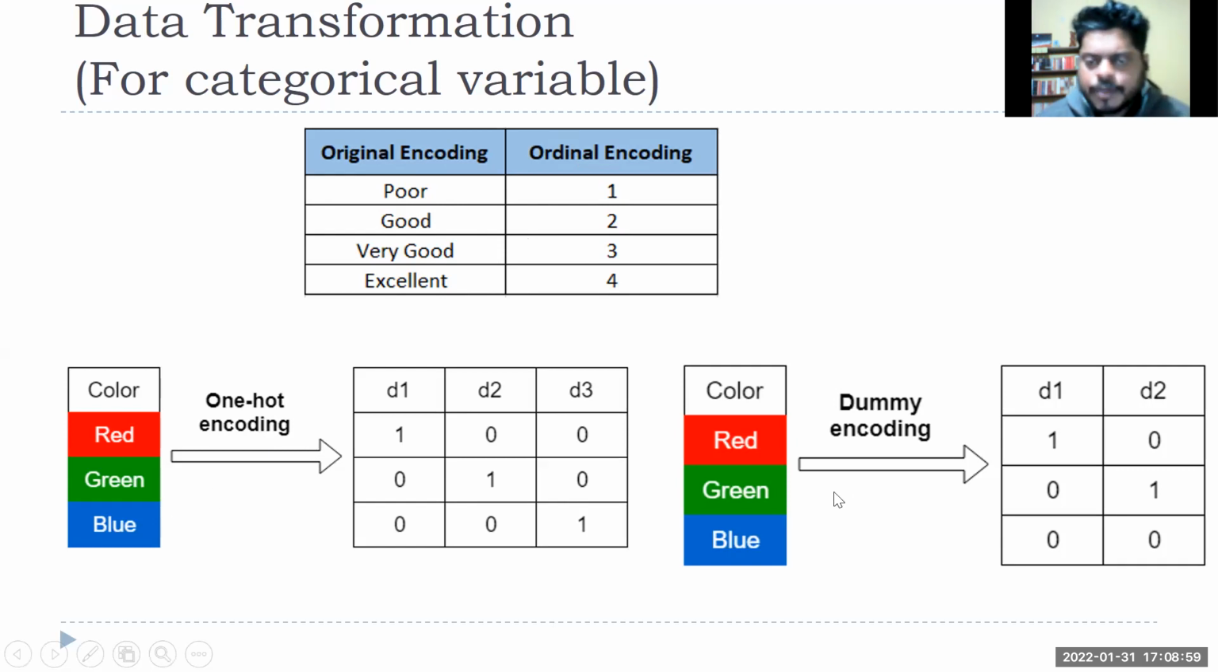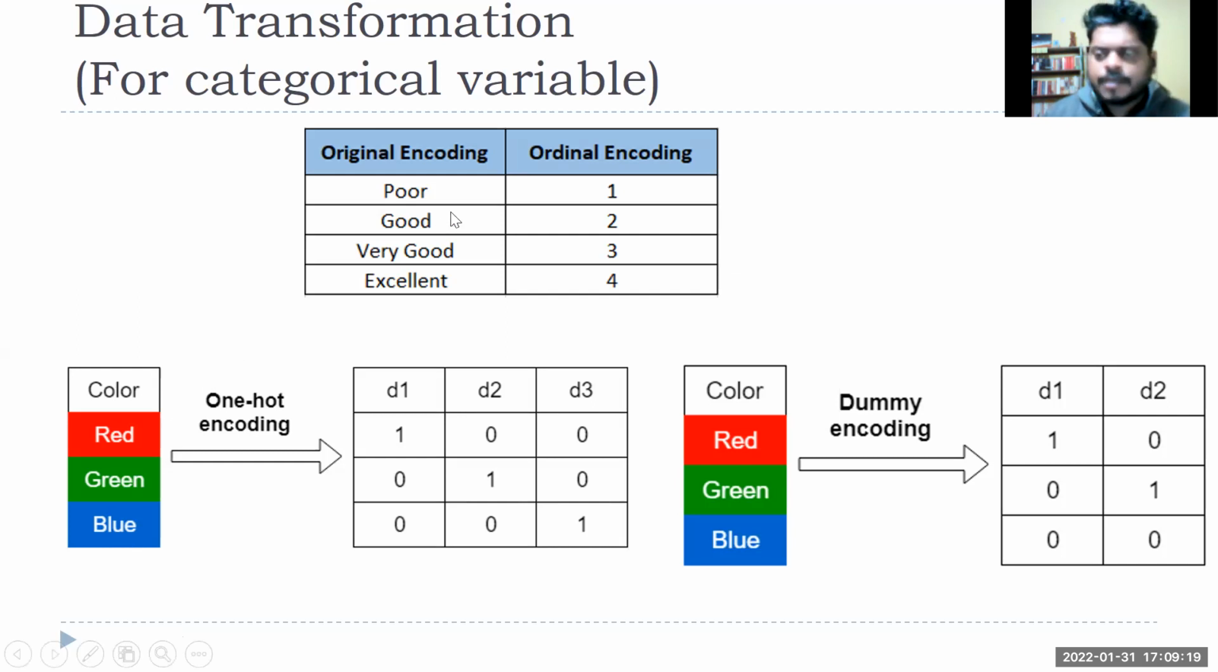One hot encoding and dummy encoding are basically for variables which do not have ordinality, that means no order present, right? Nominal data, nominal means only names. So red, green, blue, for me all three colors are the same. Those are only names, so I do not see any differences.